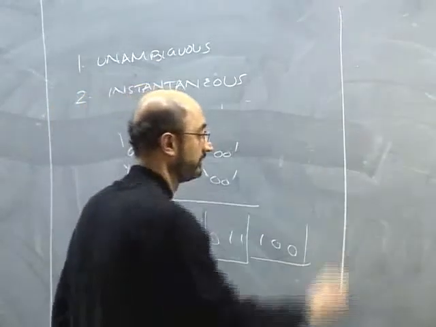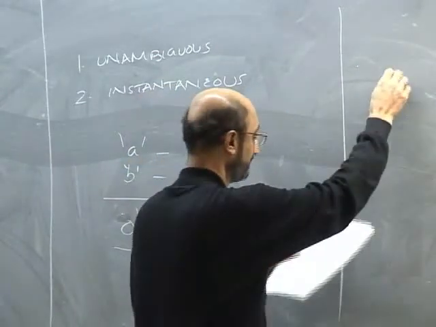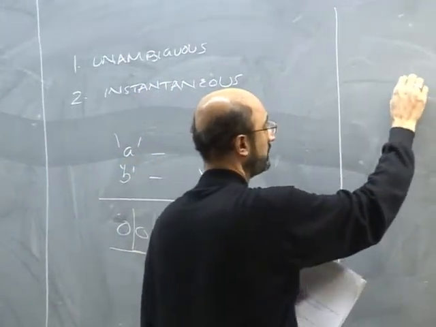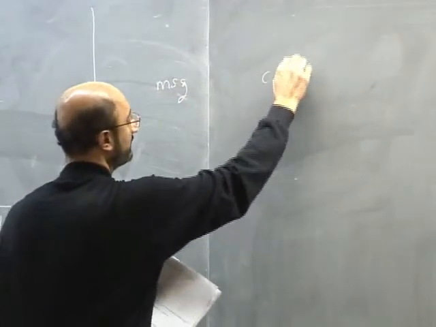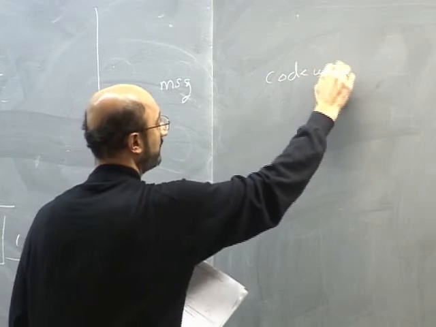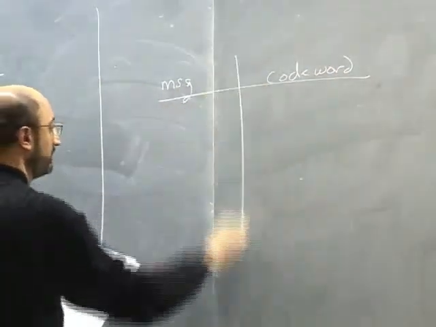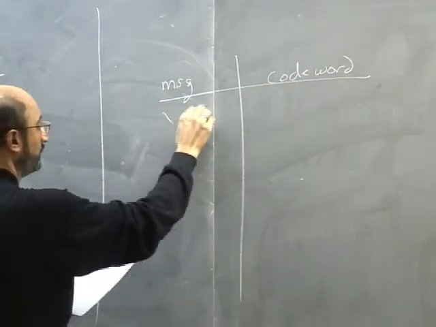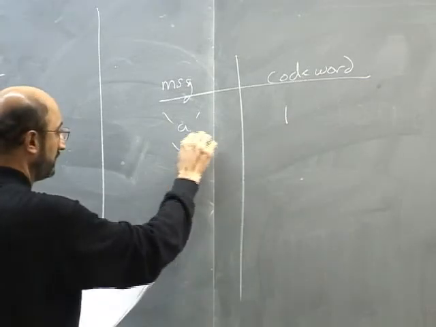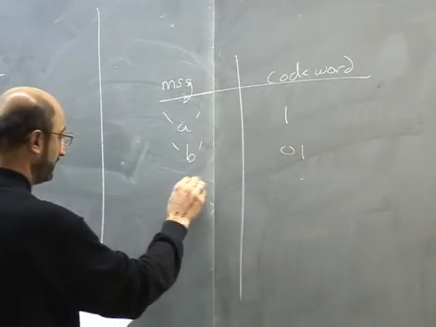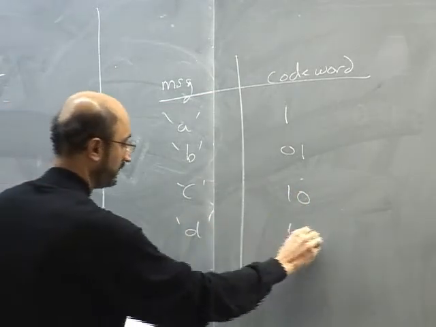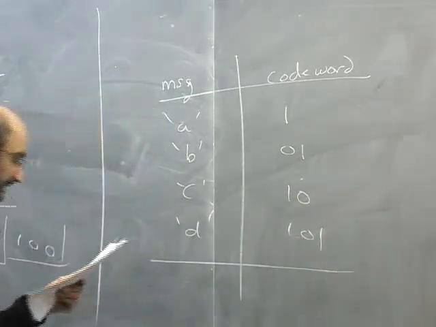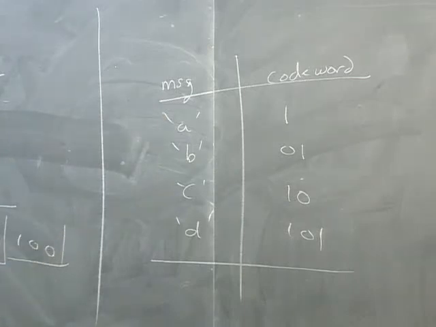Okay, so to illustrate this, let's look at this code book where I have the message symbol over here, and this is the code word. So this is a code book. It's just a table, and it says A is 1, B is 0 1, C is 1 0, and D is 1 0 1. So the first question: is it instantaneous?